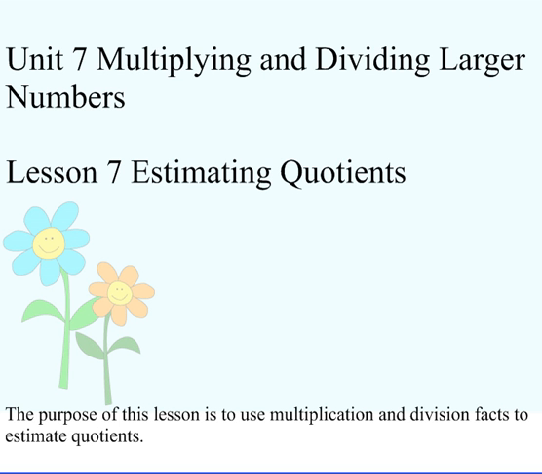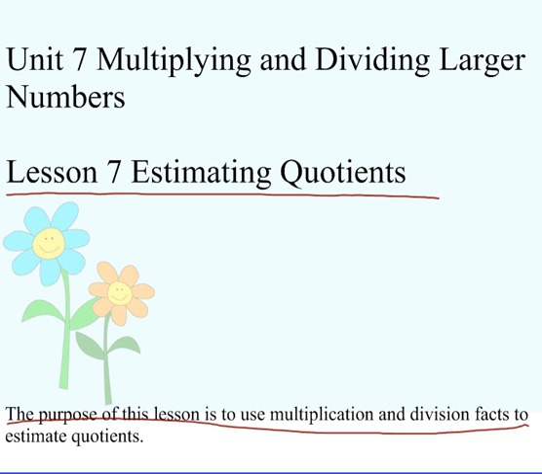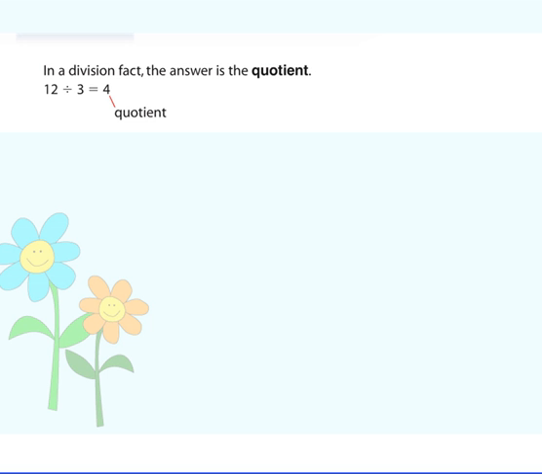If you've done that, then let's continue with lesson 7, which is estimating quotients. The purpose of this lesson is to use multiplication and division facts to estimate quotients. So what is a quotient? In a division fact, the answer is the quotient. So 12 divided by 3 equals 4. 4 is the answer, 4 is the quotient.